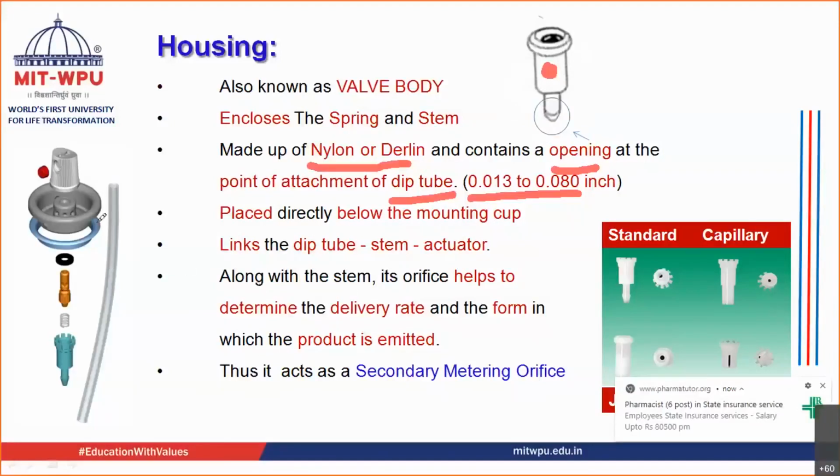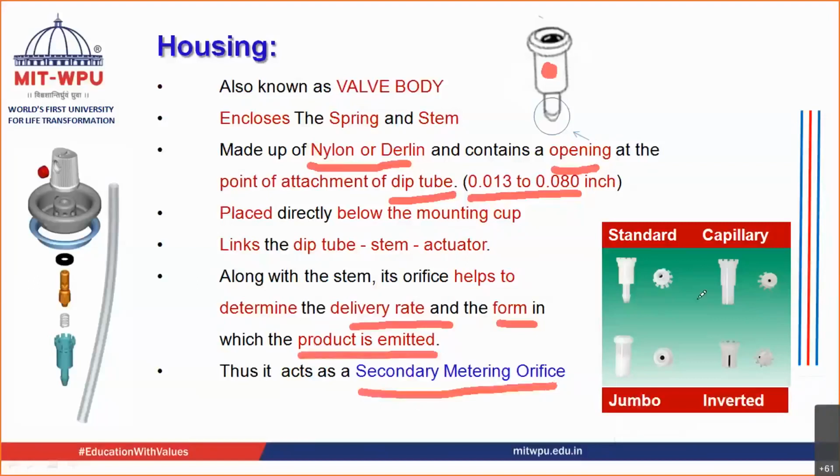These orifices, along with the orifice present in the actuator, help determine the delivery rate and the form, whether it is going to be given in mist form, spray form, or foam form, and the rate at which it will be given is determined by the orifice present over here, and the product that is emitted. This also acts as a secondary metering orifice.